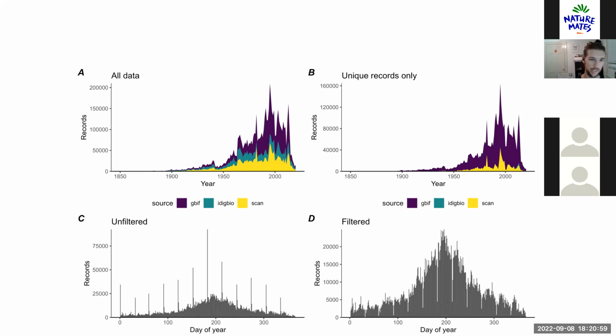So this leads to biases where, as you can see in panel C, you have way more records occurring on the first day of the month than would be expected. So we just removed all of the records that occurred on the first day of the month to make sure we had precise date records in our data set.